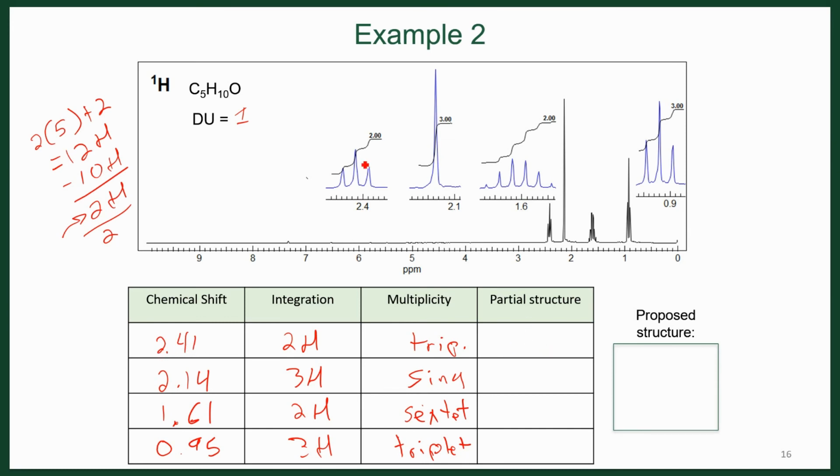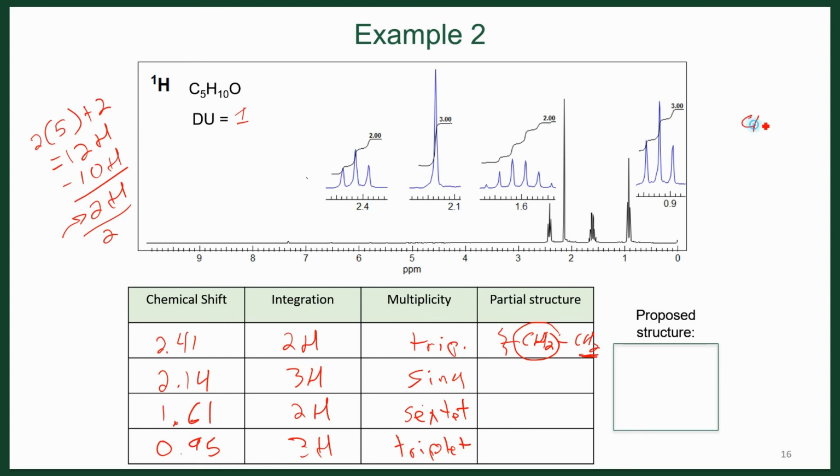All right, so this signal at 2.41 corresponds to a CH2 group, right? That fits with the integral value that we're observing right here. And then we observe a triplet, and so it must be adjacent to another CH2 group. So that is where the coupling for the observed patterns comes from. So that's one partial structure that fits with this particular signal.